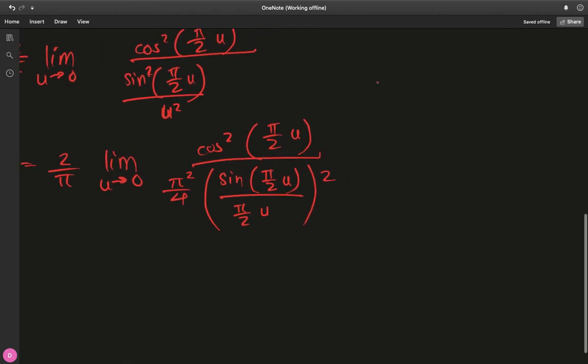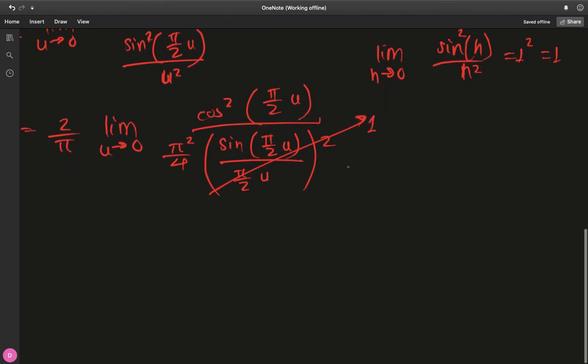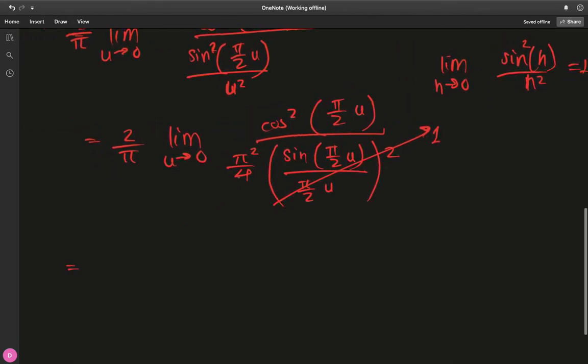And again, using the property that the limit as h goes to 0 of sine of h over h goes to 1, you can also extend this. If we have sine squared over h squared, it goes to 1 squared, which is 1. So again, this thing goes to 1, matching the argument and the denominator. This thing goes to 1, and we have 4 going on top. 4 times 2, 8 over pi squared times pi cubed, the limit as u goes to 0 of cosine squared of pi over 2u.